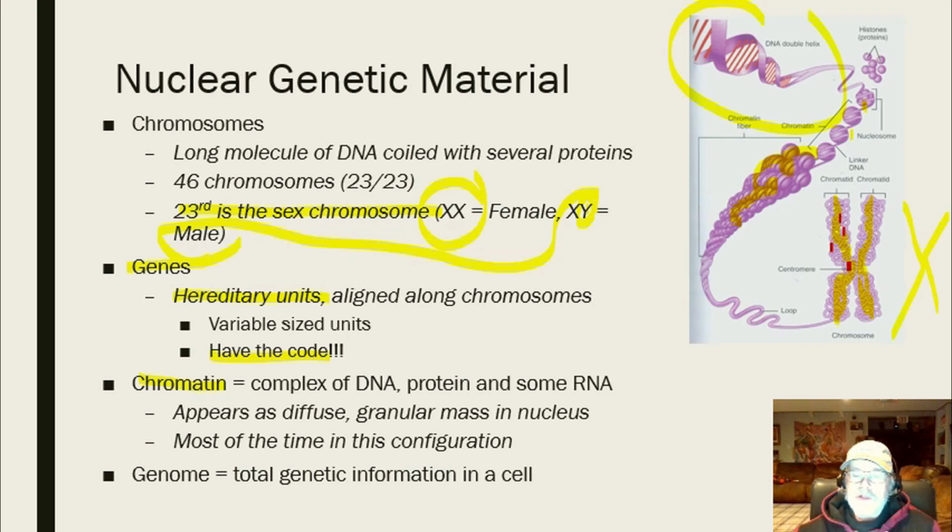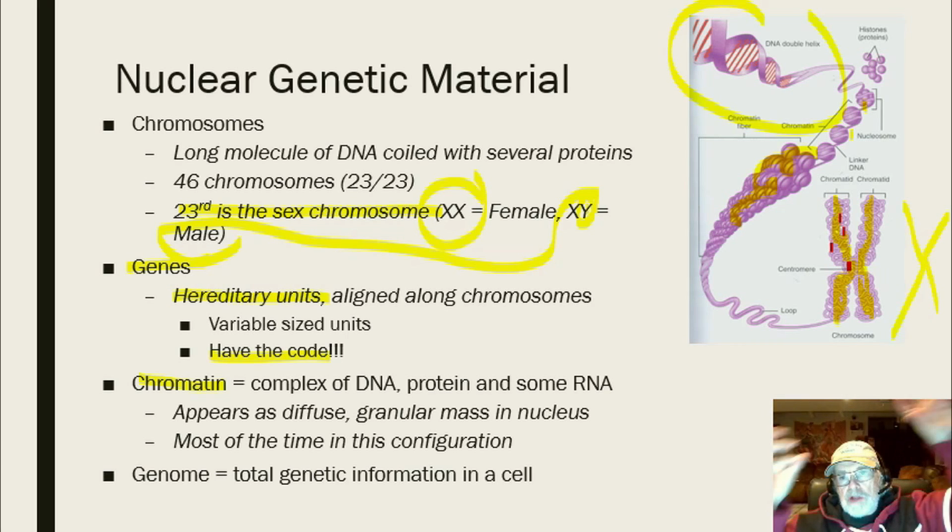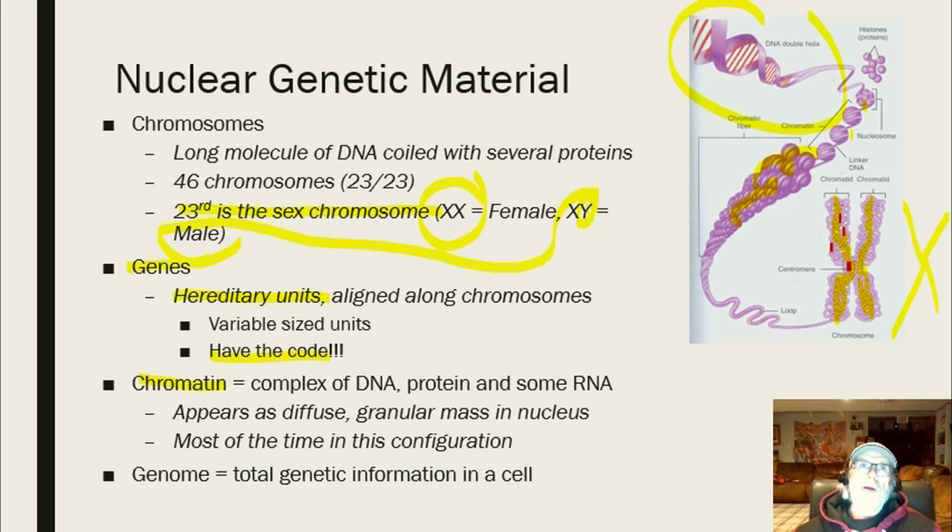The reason it does that is by unwinding this X and just having a long strand of DNA material, it allows better access to the gene areas. So they're not covered up or hiding in all those little nooks and crannies that we see in our X up over there. So chromatin is that diffuse granular mass that we see in the nucleus almost all the time, except for a very short period during mitosis. We don't see the typical chromosomal appearance.